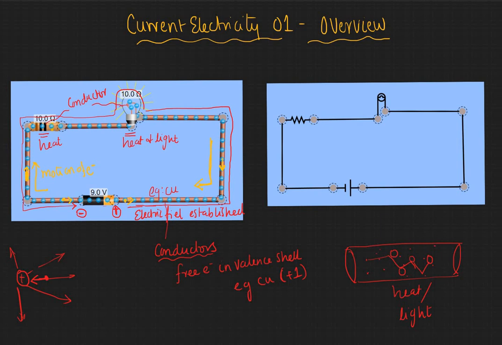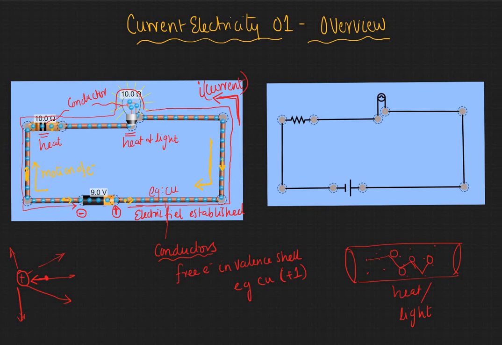We say that usually the current, due to historical reasons, is in the direction of the electric field, opposing the direction of the flow of electrons. So we say that this is the direction of the current.